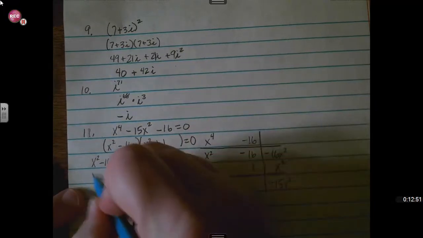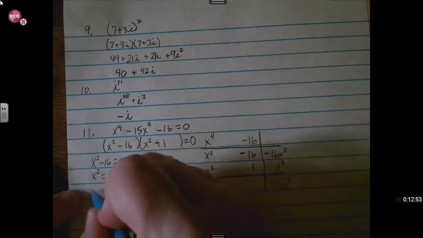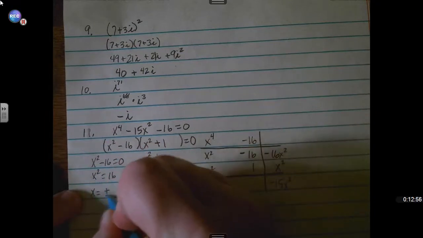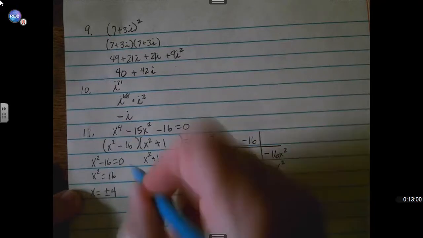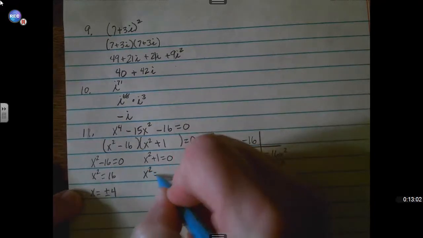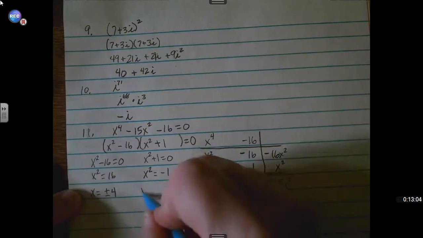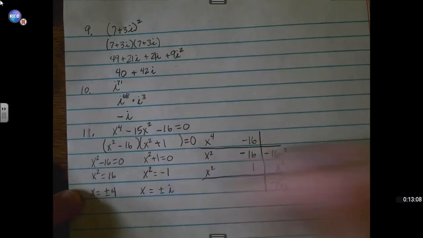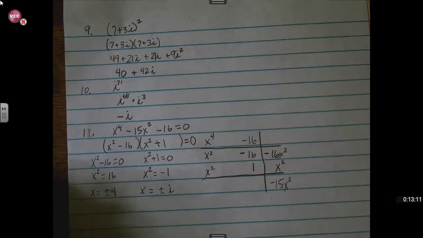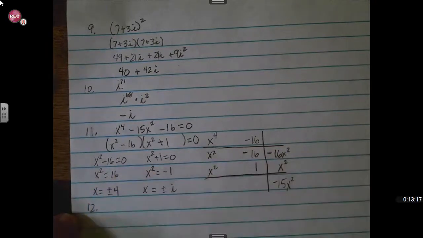So x squared equals 16. Take the square root of both sides. We get plus or minus 4. Subtract 1, we get x squared equals negative 1. Take the square root of both sides. The square root of negative 1 would be plus or minus i. So it says to give all roots, real and imaginary. There you go. Number 12.